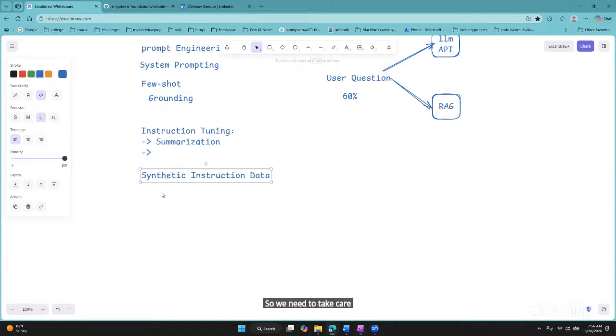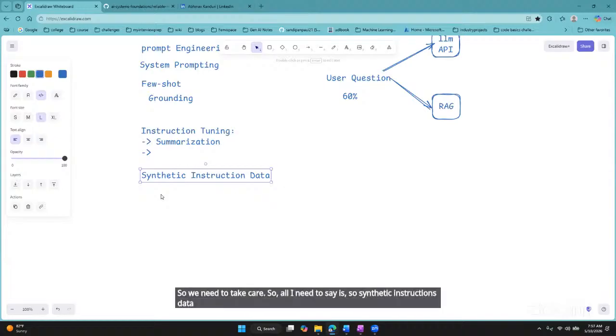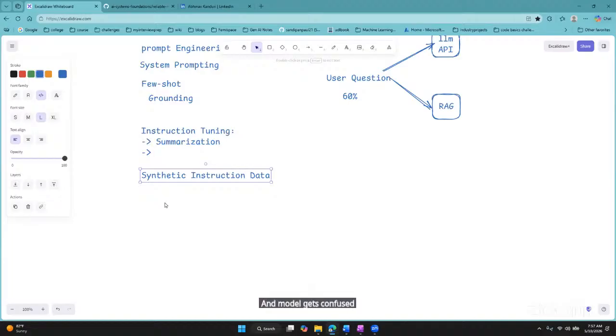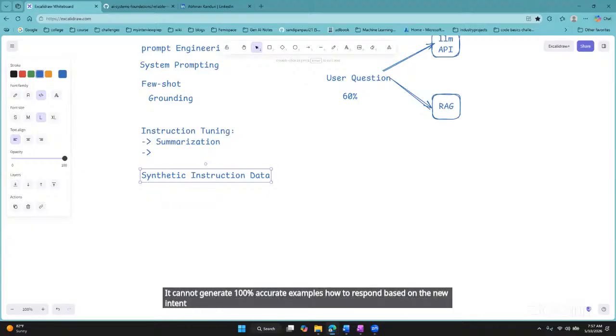So all I mean to say is, synthetic instructions data will help the model to better understand or generate better examples on its own than a human giving an additional source of examples, where the model gets confused. It cannot generate 100% accurate examples of how to respond based on the new intent or new user question.